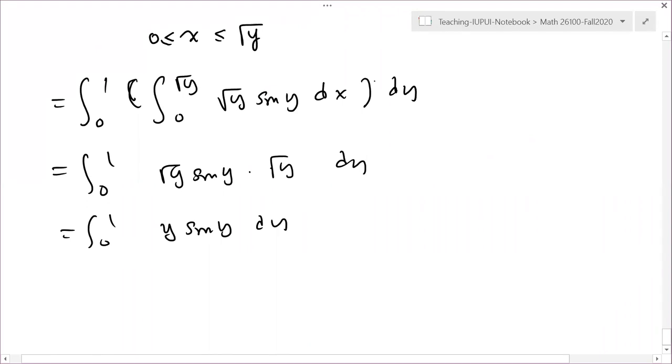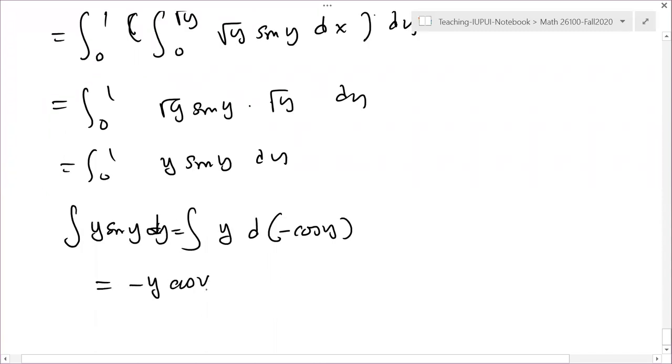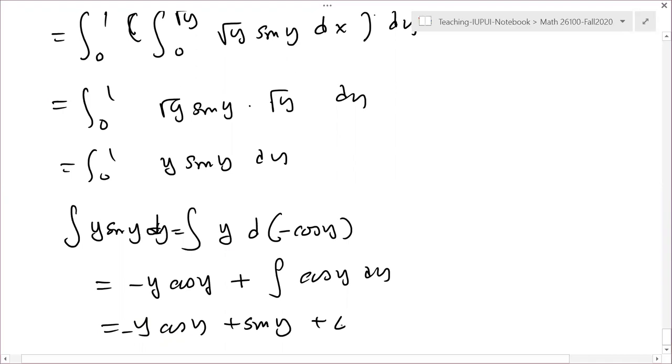Why? We use integration by parts. Let's find the antiderivative of this. It's going to be y times d of negative cosine y. Then you will get cosine y, and minus as a plus, and that becomes cosine y dy. So you can quickly get this antiderivative. You can double check that: when you differentiate this, you get y sine y. So the antiderivative is negative y cosine y plus sine y, from 0 to 1.